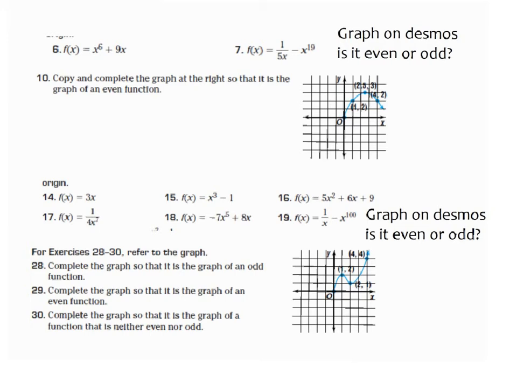You're going to graph these on Desmos and tell me if it's even or odd. And this one says copy and complete it so that it's an even function. So make sure that you make it symmetric over the y-axis, okay? Same with these, you're going to graph them, 14 through 19, so that you can view it and then decide if it's even or odd. And then the last bit, I did this all on one piece of paper for 28 through 30 with 4 different colors.